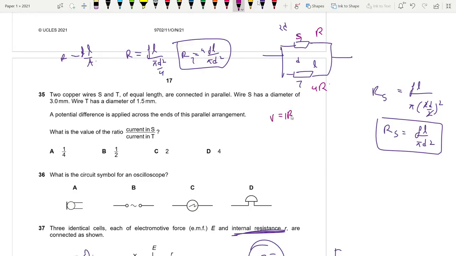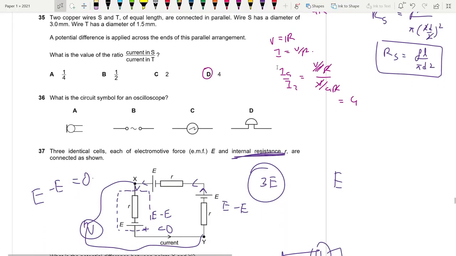We know that V is equal to IR, I is equal to V by R. Now if you look at the ratio IS by IT, we're going to end up with V divided by resistance of S, which is just R, divided by V divided by resistance of T, which is 4 times R. We can get rid of V and we can also get rid of R, and if you do the reciprocal properly, 4 is going to come up. That is why the answer is D. The ratio is 4.